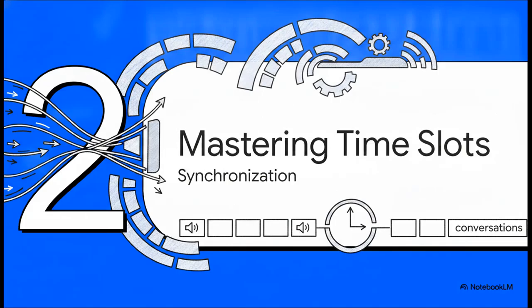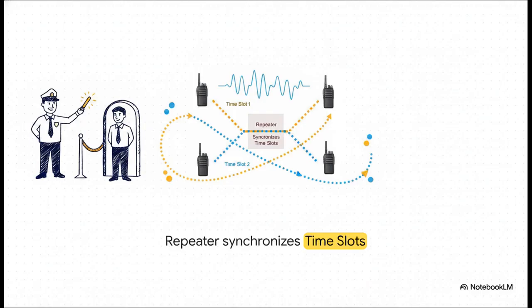Section 2. Mastering time slots. So we've got these incredibly fast, 30-millisecond slices of data literally zipping through the air. How on earth are they managed so conversations don't just crash into each other? Well, think of the local repeater as a highly organized traffic cop, or maybe a bouncer at a club. It synchronizes these alternating slices into two distinct paths, time slot 1 and time slot 2. Because of this exact, precise synchronization, two totally independent conversations can weave together on the exact same frequency without ever stepping on each other's toes.